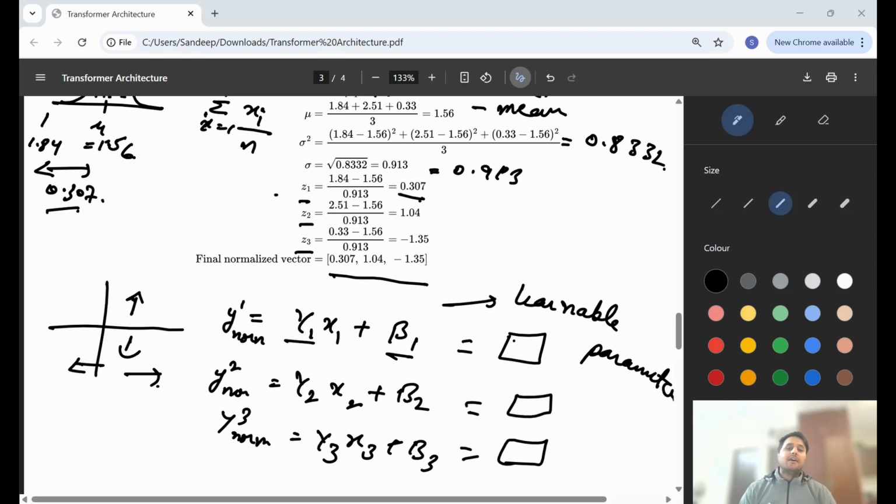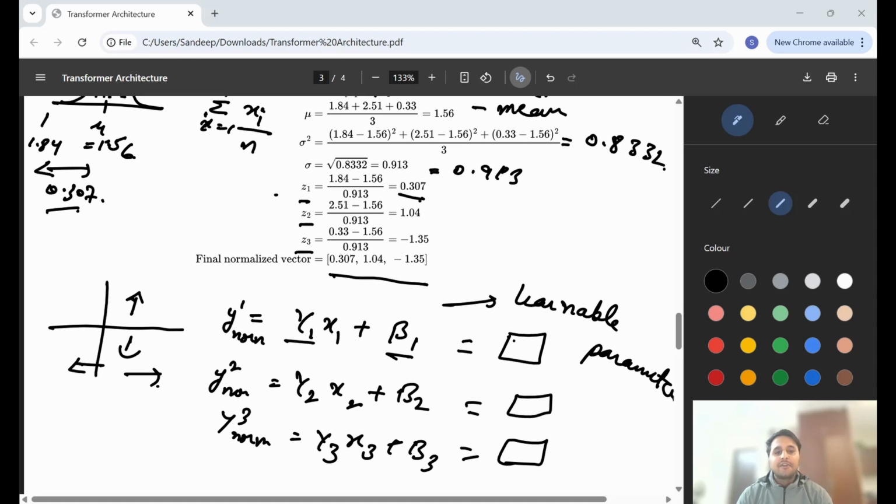This is a small topic and I'm wrapping up. To summarize what we have learned: layer normalization helps keep vector values balanced. It normalizes across features, not batches. It improves stability, training speed, and performance, and that is why it is used heavily in transformers. Now you understand layer normalization clearly.